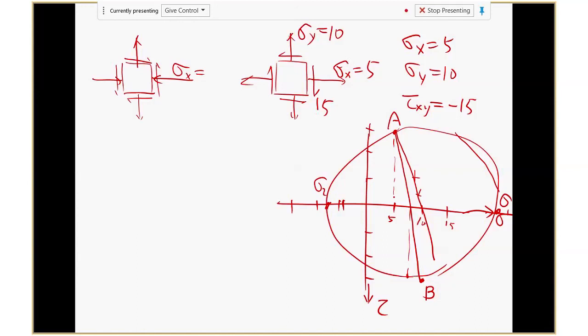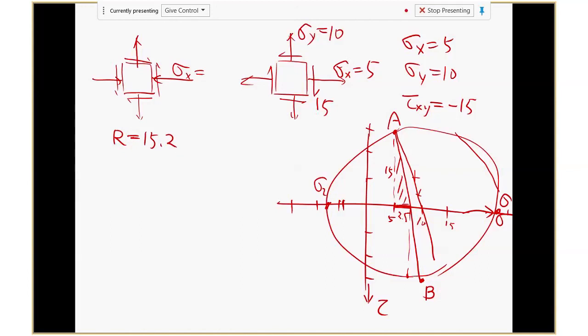Can we use this triangle to find the R? Yes. So this side is 15, right? What's this side? 2.5. Okay, now 2.5 and 15. What's the hypotenuse? Does anyone have a calculator? So 15 squared plus 2.5 squared, and then square root. So the R equals 15.2. All right, so 15.2.